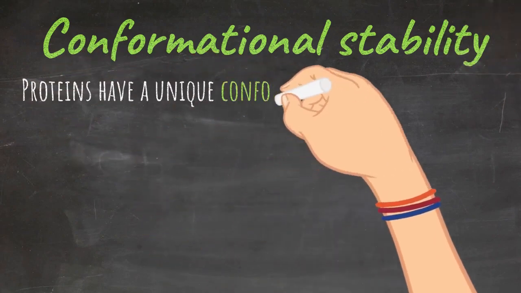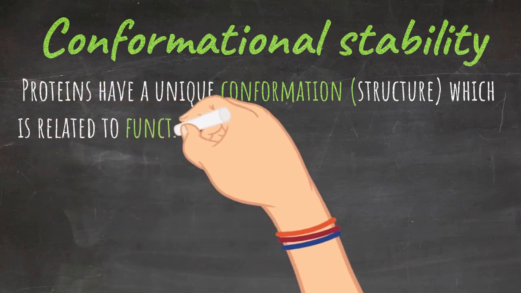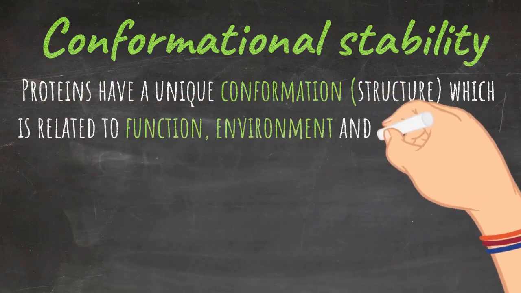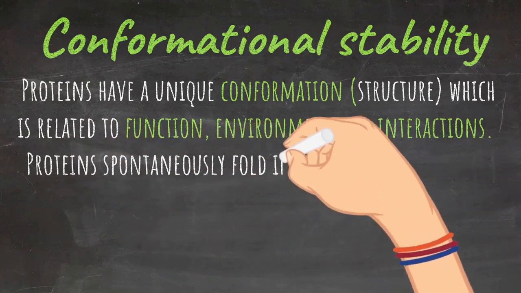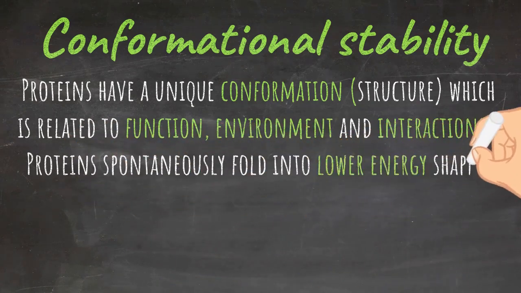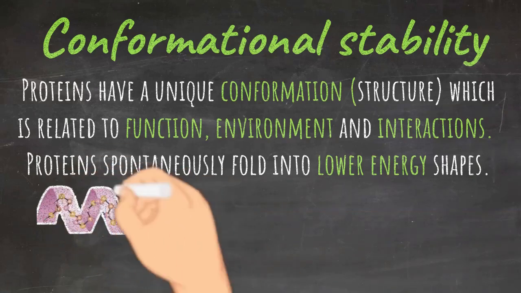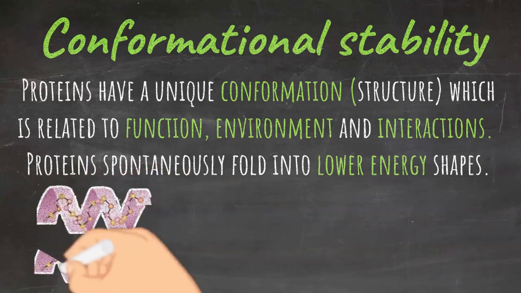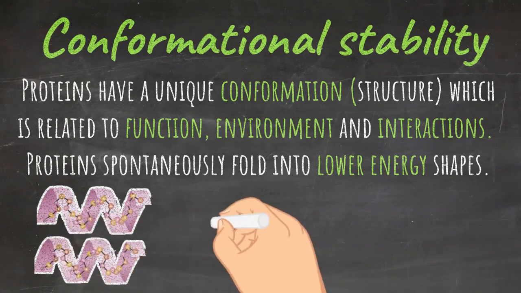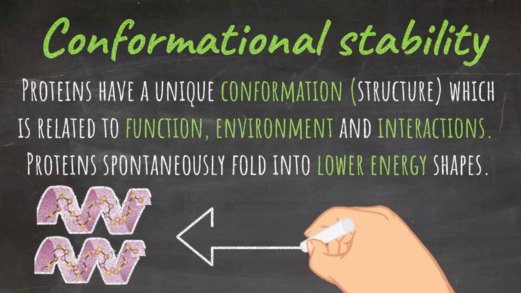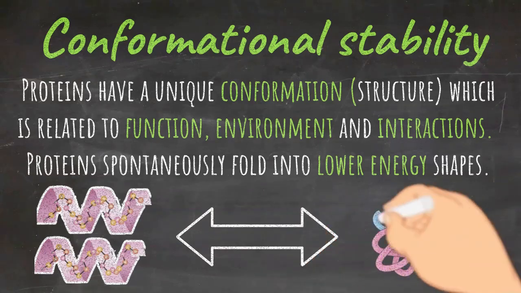So proteins have a unique conformation, which is essentially its structure, which can be in 3D form, and it is highly related to its function. The protein stability depends on the environment and interactions, such as hydrophobic, hydrophilic interactions, hydrogen bonding, and cysteine bridges. Proteins will spontaneously fold into lower energy conformation, and environmental factors affect what the most stable form of the protein is.